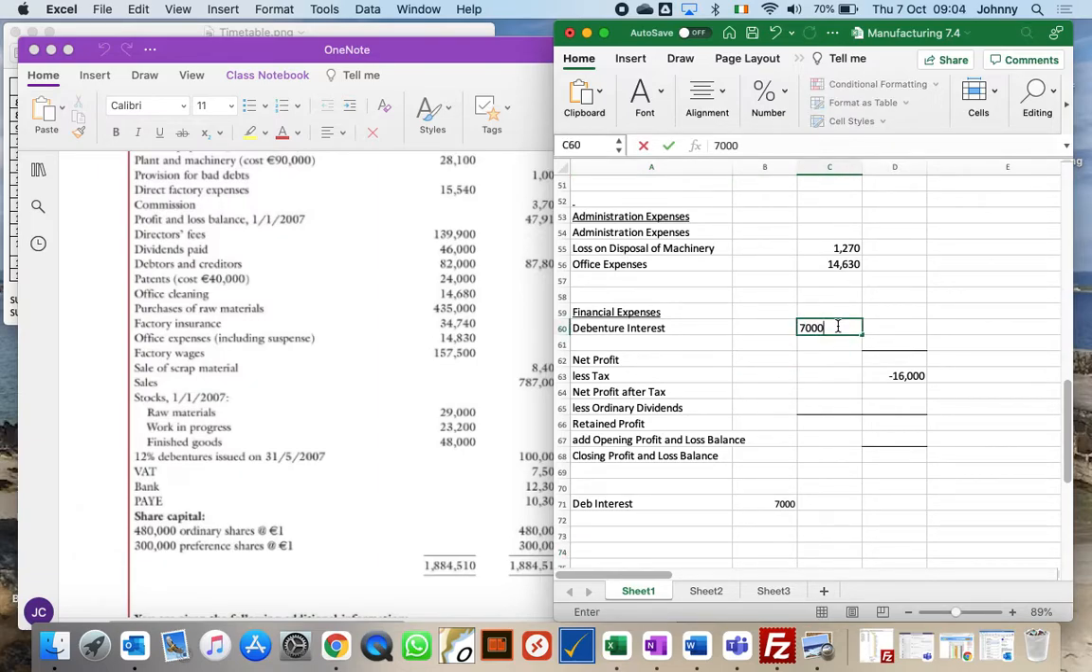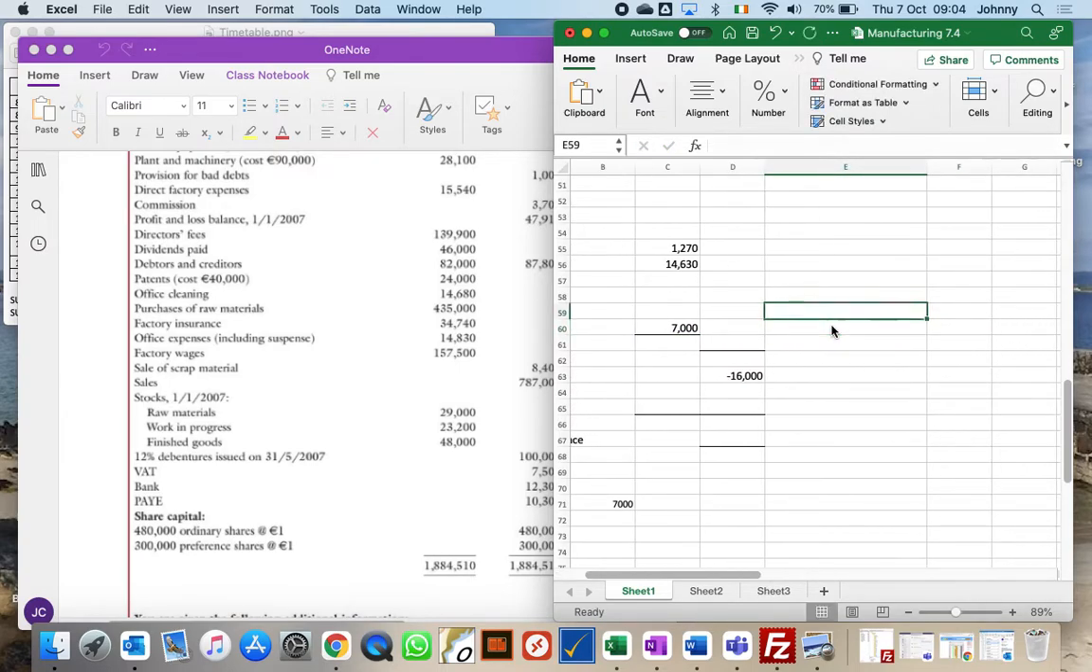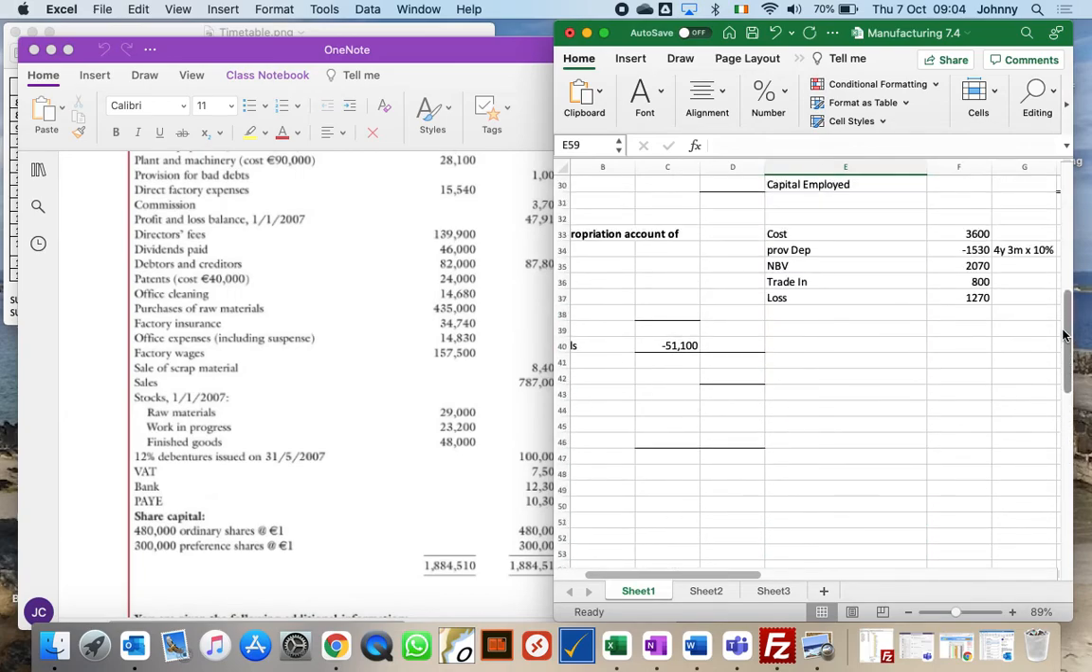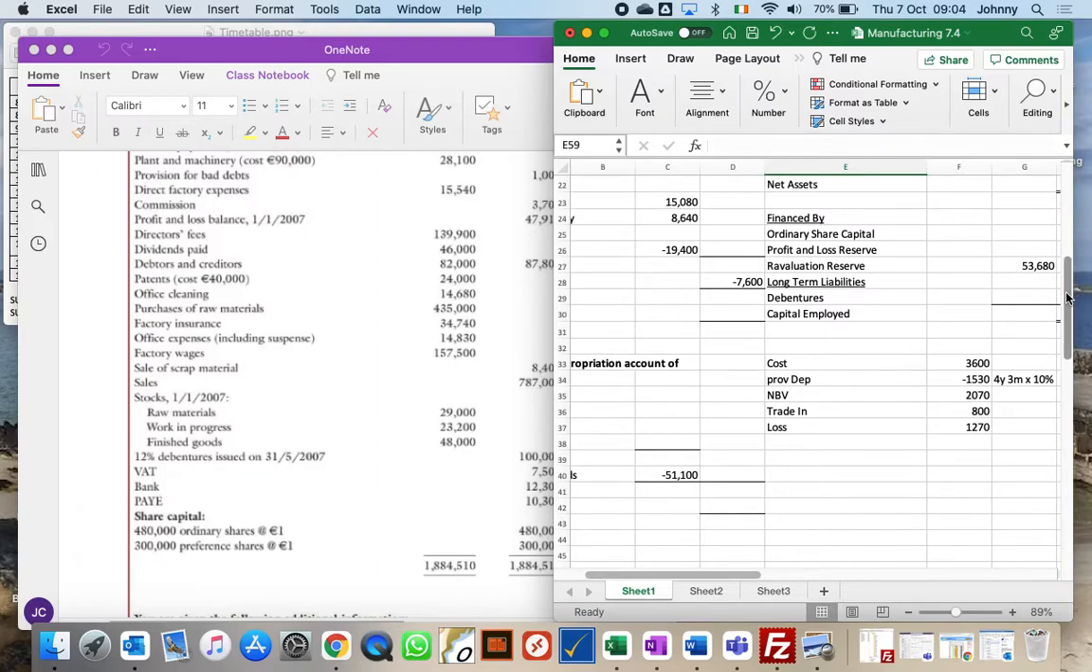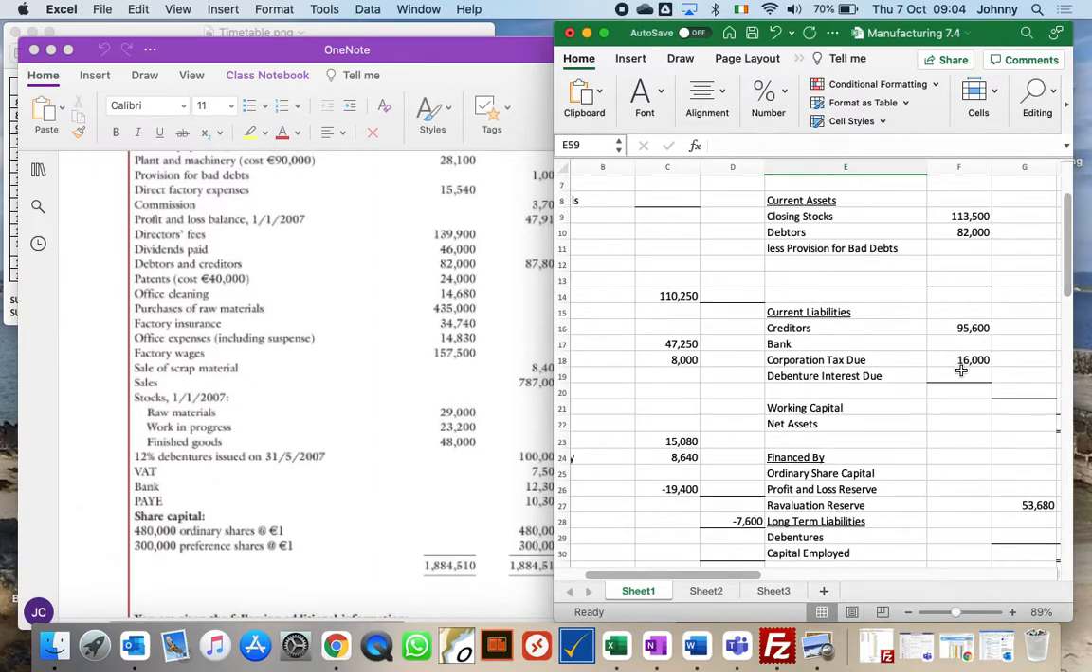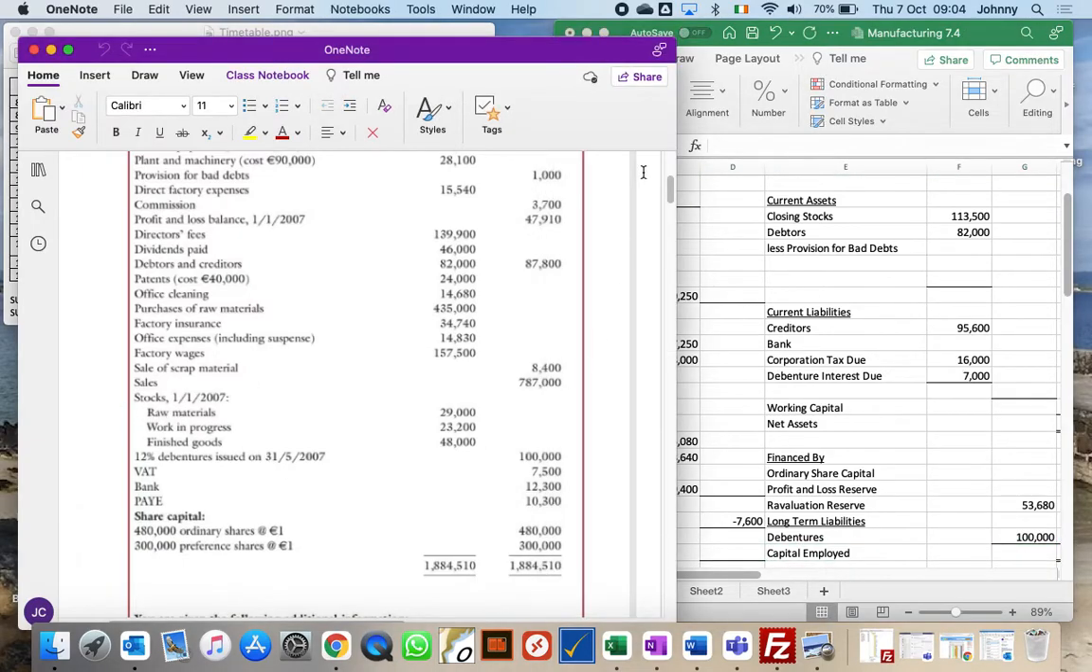If we had paid 3 grand already, then 4 grand, we'd have a total of 7 grand here in the expenses, and 4 grand would be left over as due. But in this case, we paid nothing, so we'll go to our current liabilities and we put all 7 grand in here. Where's it? In there, and I'm going to put the debenture figure in here. That's that one.